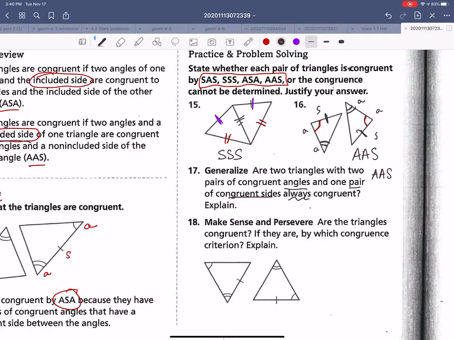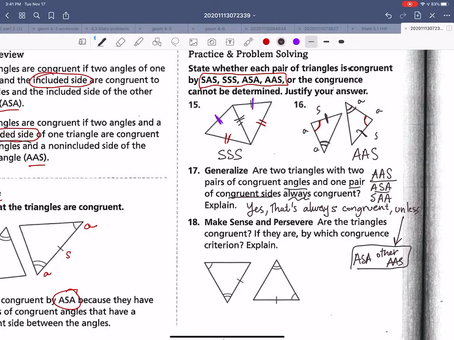So let's see if the order even matters. If we have two angles and a side, we could have this, right? We could have this, which also would be congruent. So I'm going to say yes, that's always congruent, unless, I'm going to give a little caveat. Unless one triangle says ASA and the other says angle, angle, side. They both have to say the same thing. Both must have the evidence in the exact same order because they're twins.